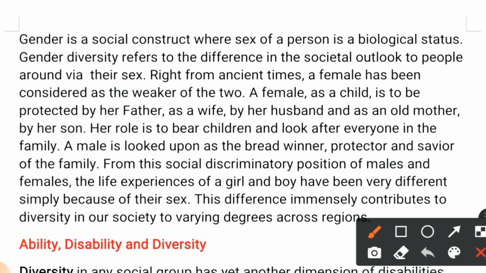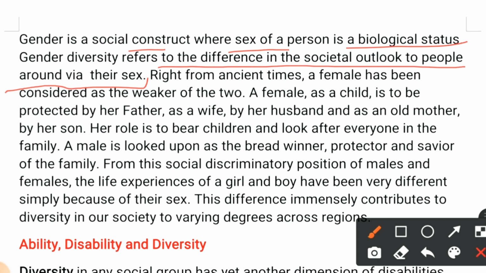Gender is a social construct, whereas sex is a person's biological status. Gender diversity refers to the difference in the societal outlook toward people based on their sex. This is how society looks at a person, as if you are being judged by your sex. For example, if a woman tries to drive a motorbike like a Royal Enfield, it may be looked at very differently by society, especially in rural areas. Maybe in urban areas things are a bit different, but in rural areas the woman will be looked at in an odd manner. This is a gender stereotype, where it is considered that the motorbike is only meant for men and not for women.